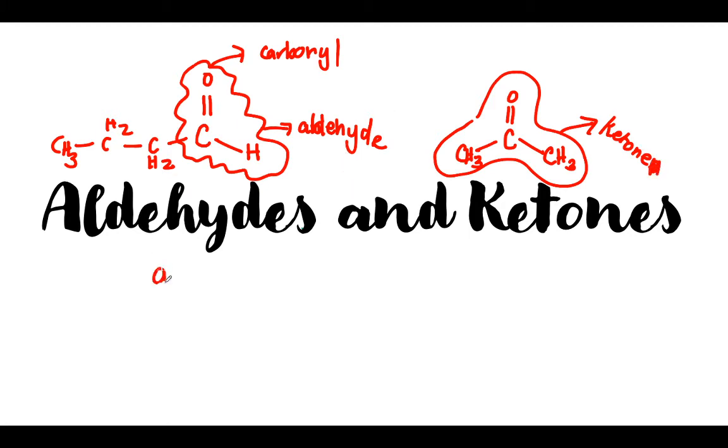Aldehydes end with -al, while ketones end with -one. Okay, so molecules that end in -al, you know that there's an aldehyde involved, and molecules that end in -one, you know that there's a ketone involved.